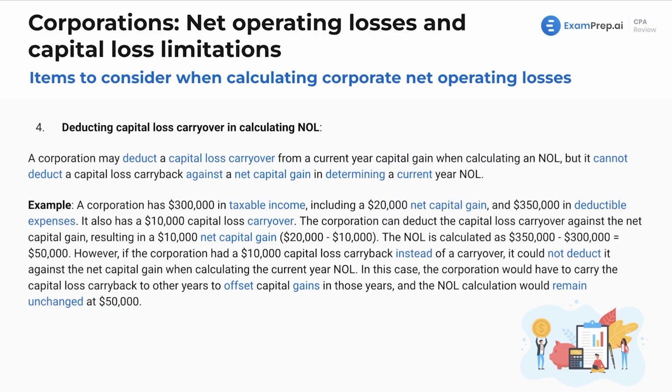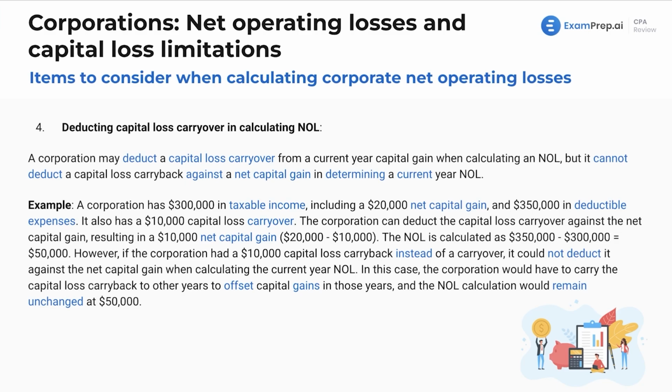All right, now we're seeing deducting capital loss carryover in calculating NOL. A corporation may deduct a capital loss carryover from a current year capital gain when calculating an NOL, but it cannot deduct a capital loss carryback against a net capital gain in determining a current year NOL. What do we mean by that? Of course, we got a great example for you.